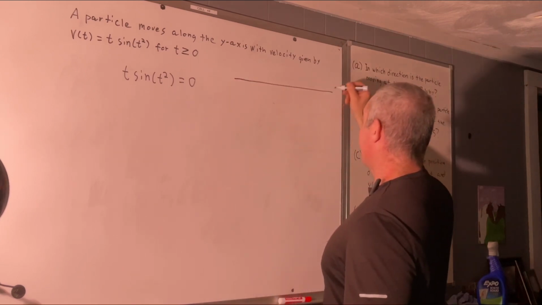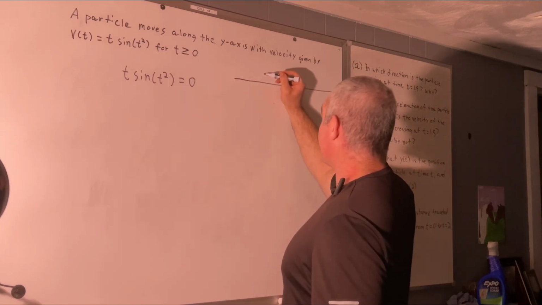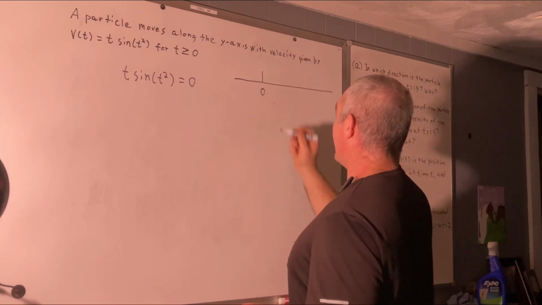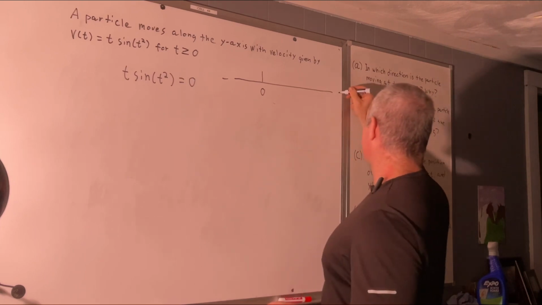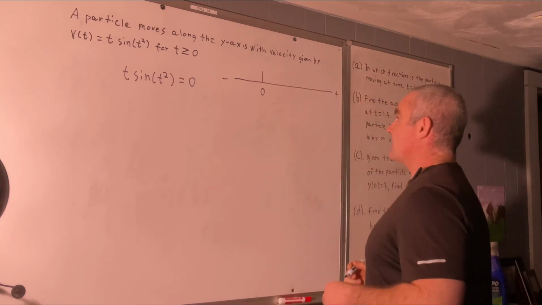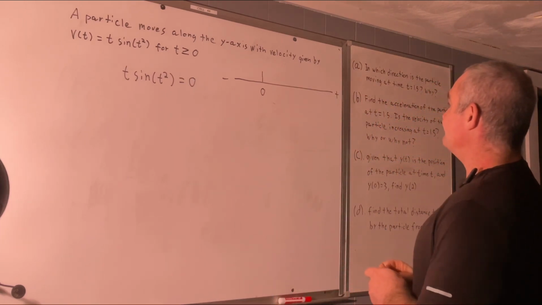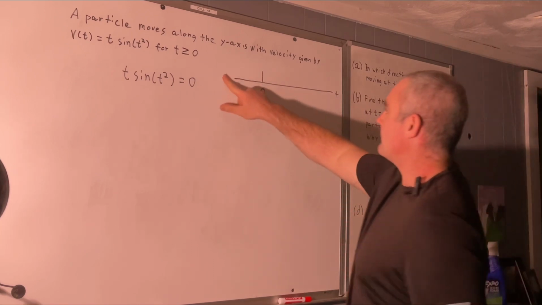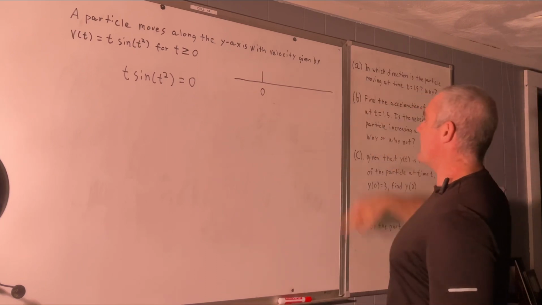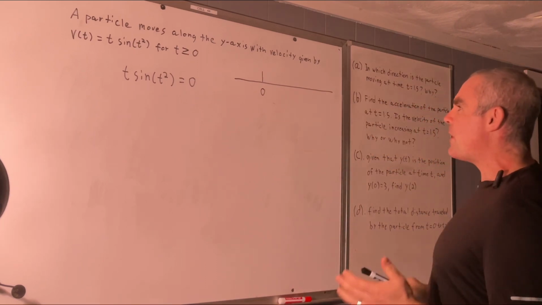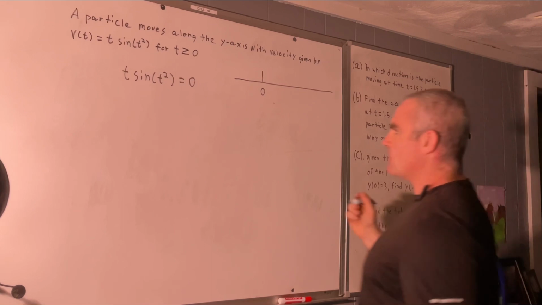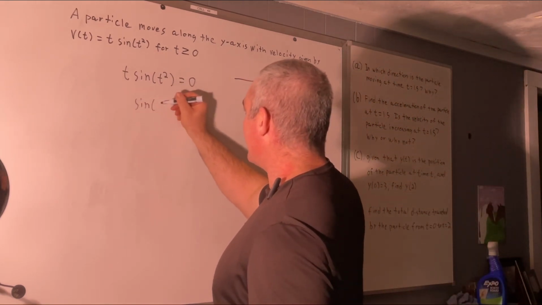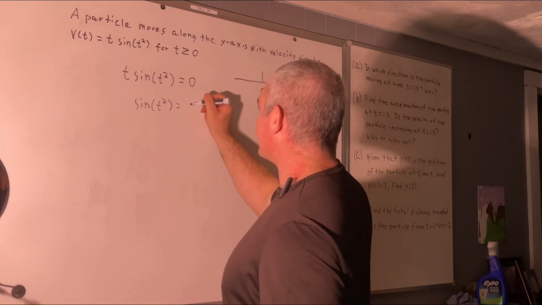And I'm just going to draw this graph right here. Okay, so we'll put in a 0. And this is negative, and this is the positive direction. Everybody knows that. Right is positive, left is negative. Okay, when else can it be equal to 0? It can be equal to 0 when sine of t squared is equal to 0.